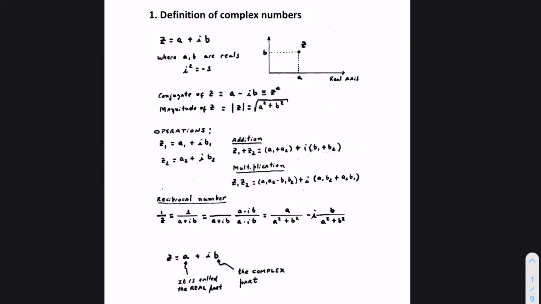Now, how to take the reciprocal of a complex number? So, if we have a complex number z, its reciprocal is 1 by z. So, it is simply 1 over a plus ib. To simplify this one, we multiply and divide this thing with its complex conjugate a minus ib. And if we do a little calculation, we can show that we can write the reciprocal of a complex number like this.